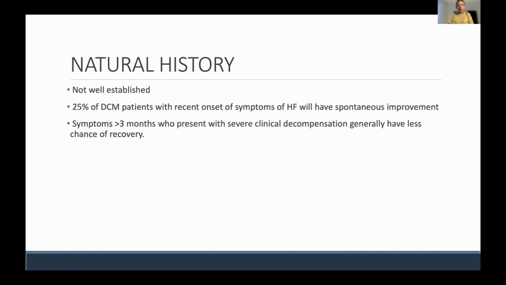About 25% of patients with dilated cardiomyopathy with recent onset of symptoms will have spontaneous improvement. If symptoms have been present for more than 3 months or so, and their presentation was with severe clinical decompensation, generally there's less chance of recovery. But again, this is changing now with the advent of our newer medical therapy.